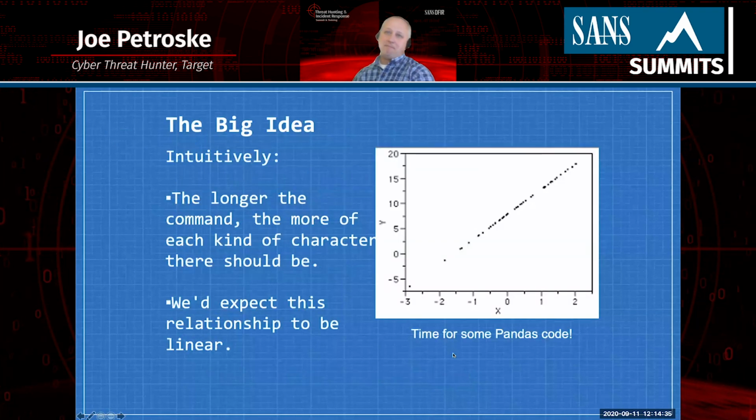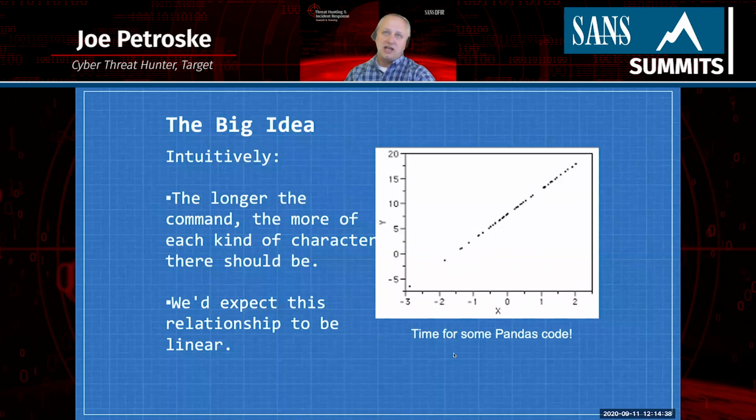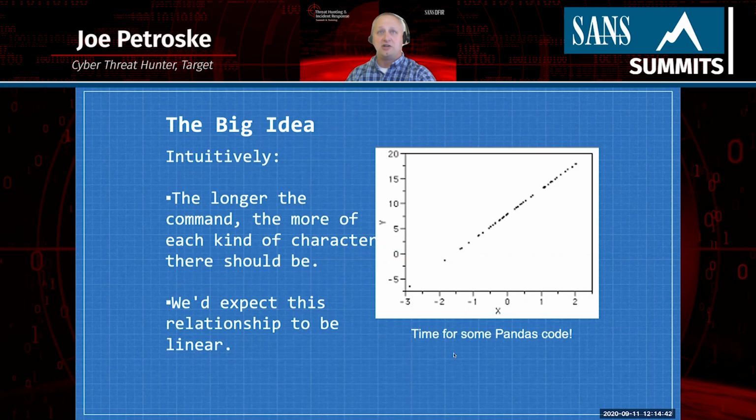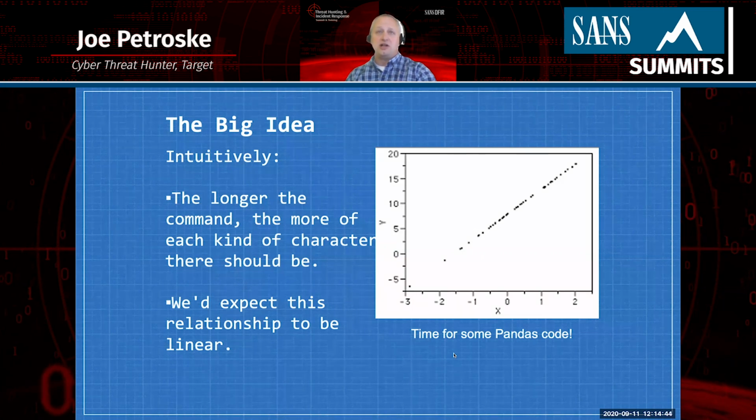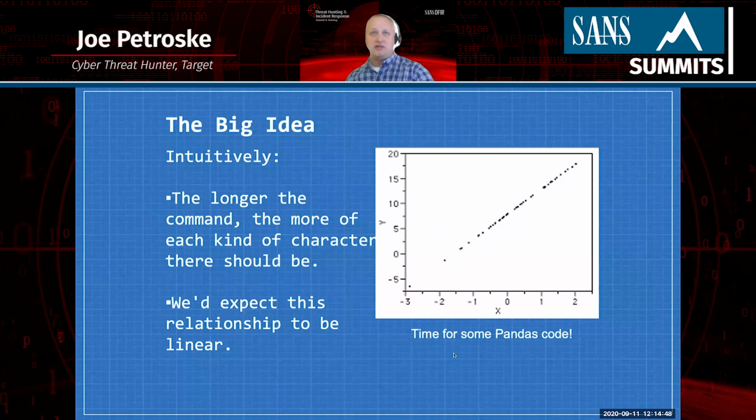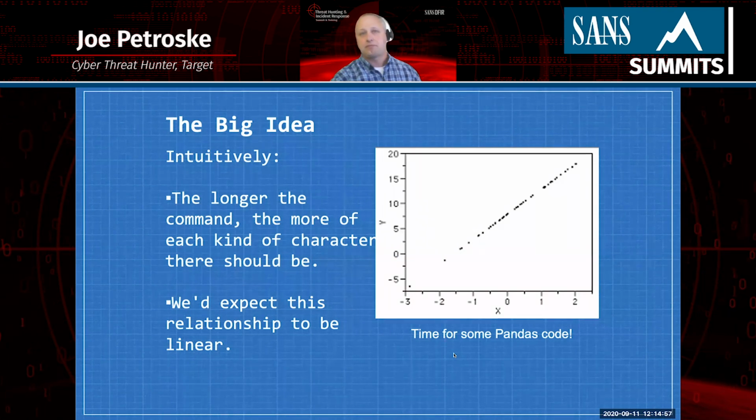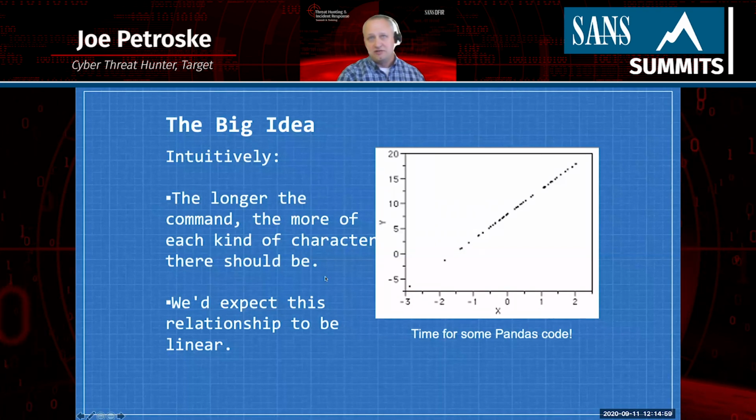If you think about it, the longer the command you're looking at is, the more things you're going to find as far as character types. Those numbers are also going to increase as the size of the command increases, and we'd roughly, intuitively expect this relationship to be linear. In other words, the longer a command is, the more letters you're going to have in it, the more digits, the more special characters, et cetera. So that should make intuitive sense.